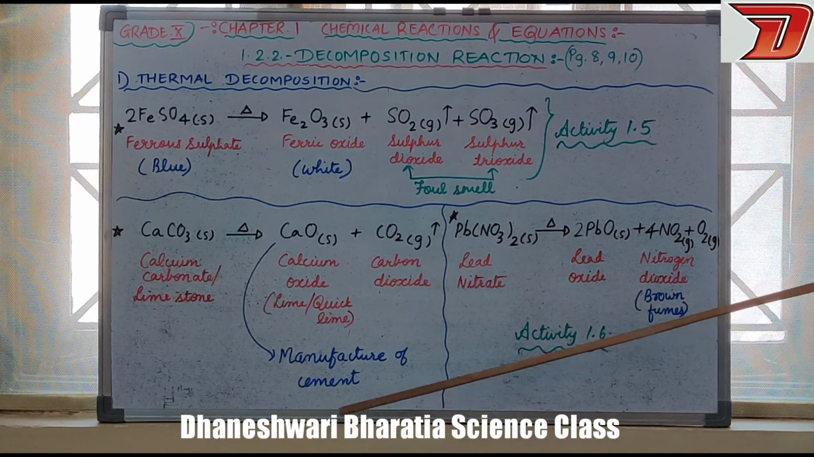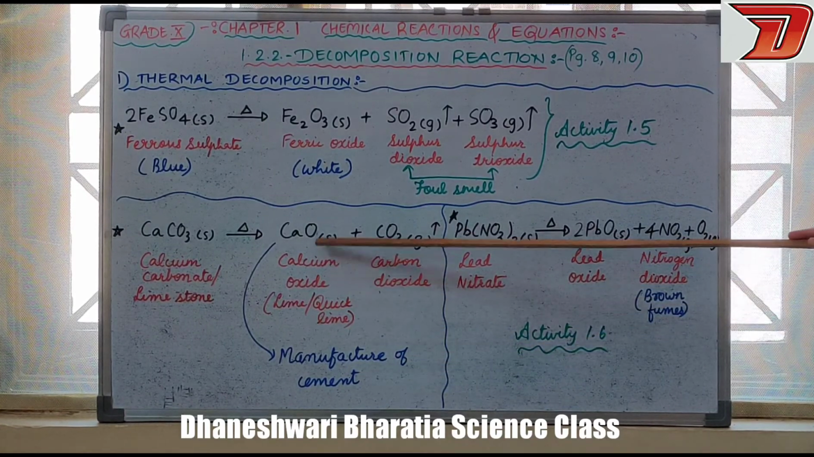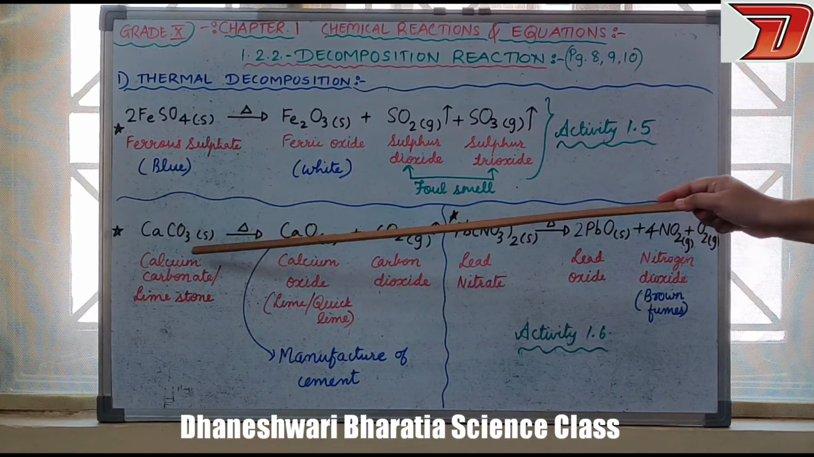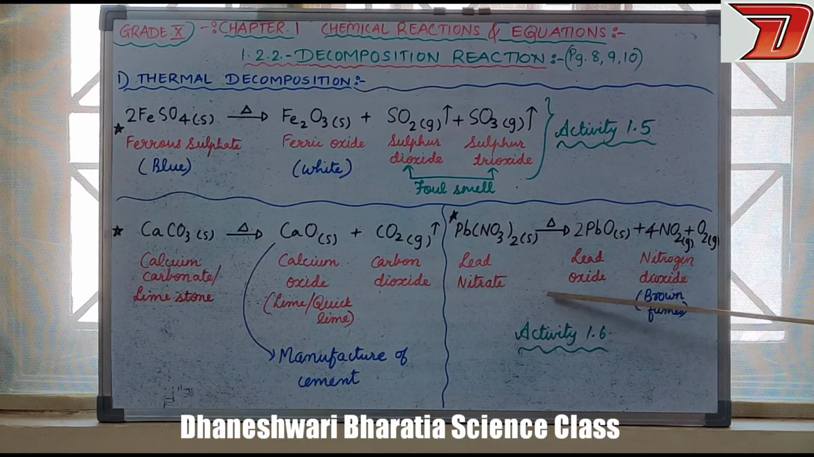Now this reaction specifically is used in the industries, right, because calcium oxide is used in the manufacture of cement, right. This can be asked in an MCQ, that which compound is used in the manufacture of cement. So that time you should know that calcium oxide, or I can say quicklime or lime, is used in the manufacture of cement, right. So when calcium carbonate is given external heat, it will release carbon dioxide gas along with calcium oxide, okay. And the last activity 1.6 is given on the same page.